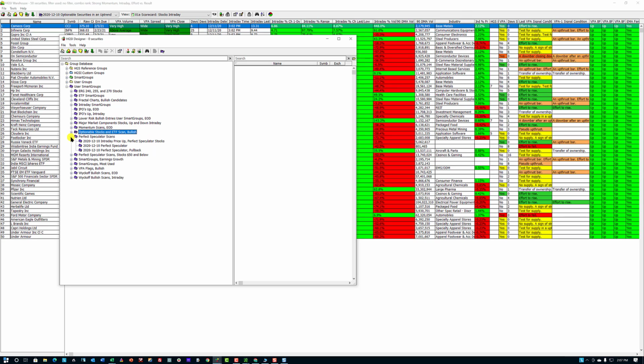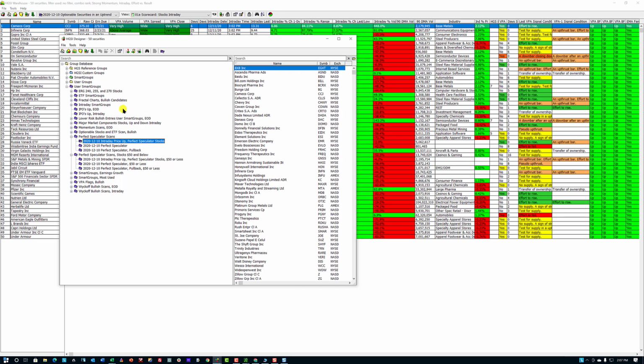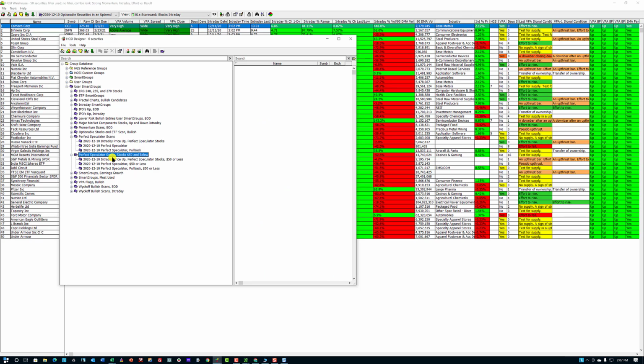Well, I shouldn't say I added, but I pulled the Perfect Speculator scans out of a folder which had too many scans in it, and I gave these scans their own folder, so it's much easier to find these stocks. These are all of the Perfect Speculator stocks, and these are the Perfect Speculator stocks $50 and below.